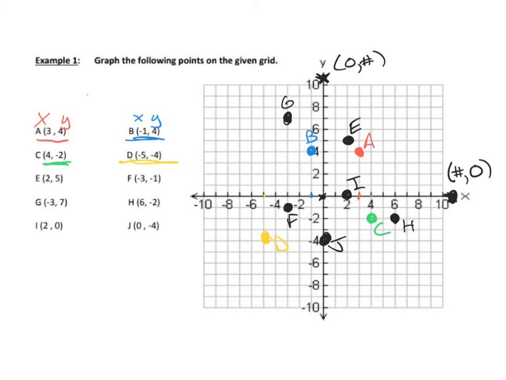Okay, we got looking through here, starting with E. We got up here E, F, G, H, I, and J. All right, let's take a look at the next example.